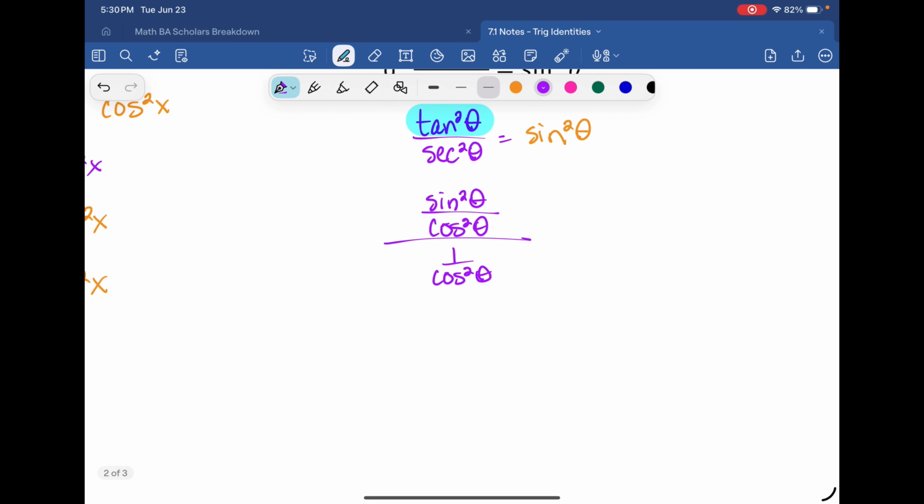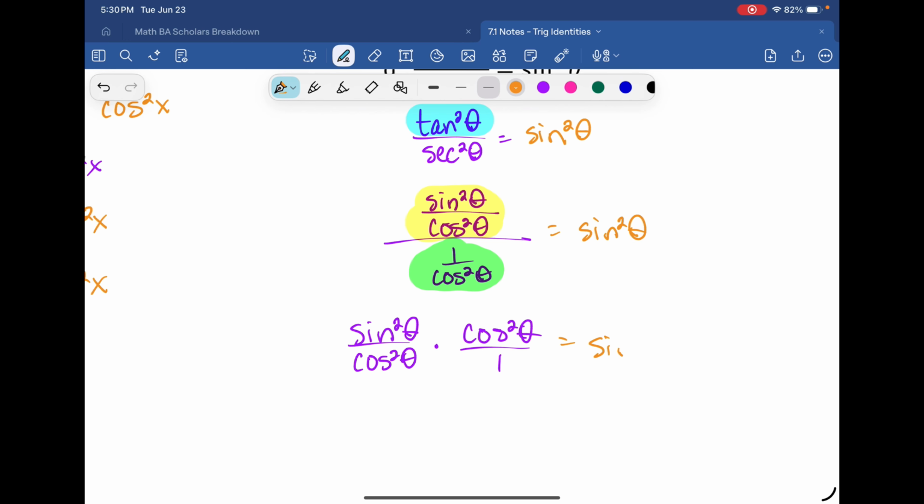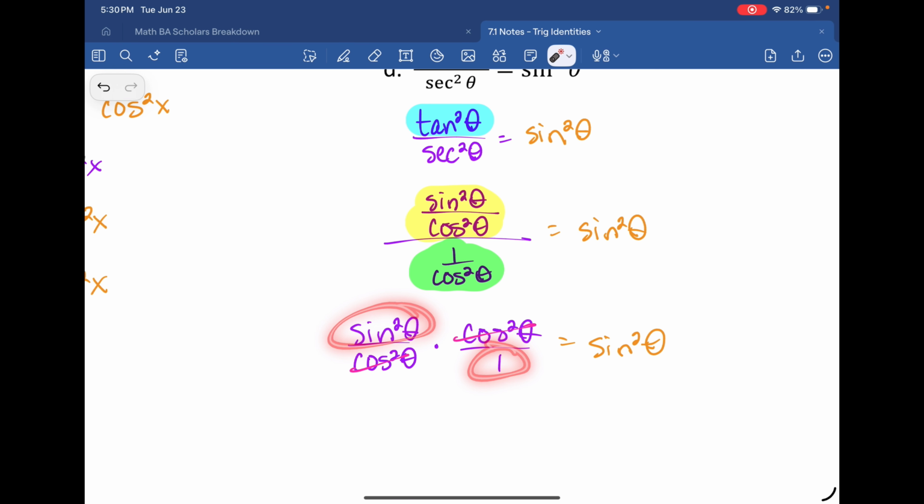Okay, I have a fraction in the numerator and a fraction in the denominator. When we divide fractions, you multiply by the reciprocal. Remember, all of this, we're trying to get sine squared. I can cross cancel cosine squared, and I'm left with sine squared over 1, which is sine squared.